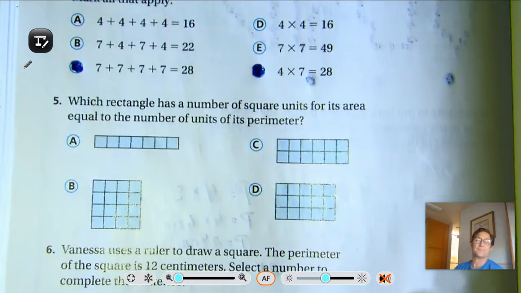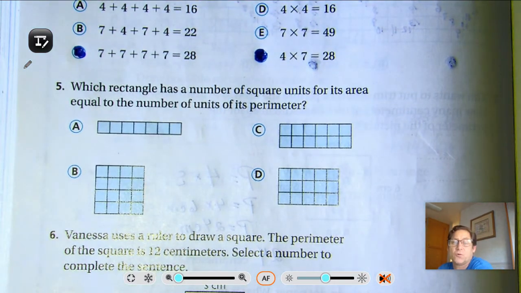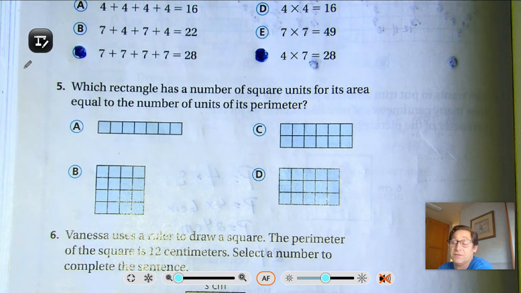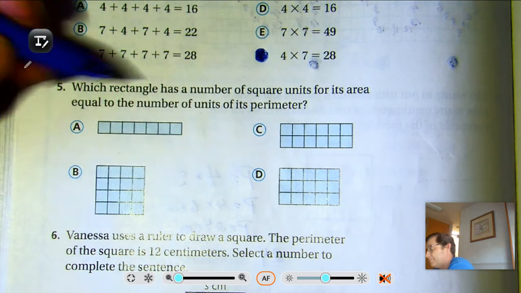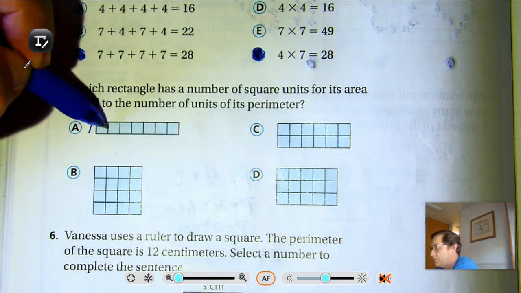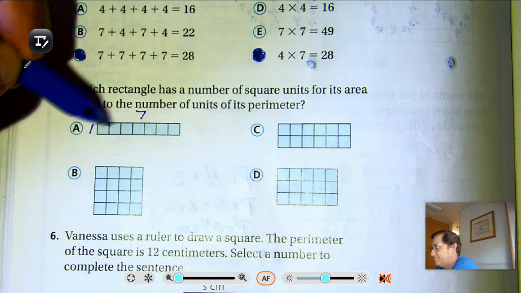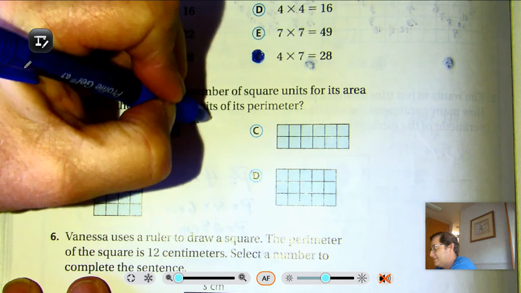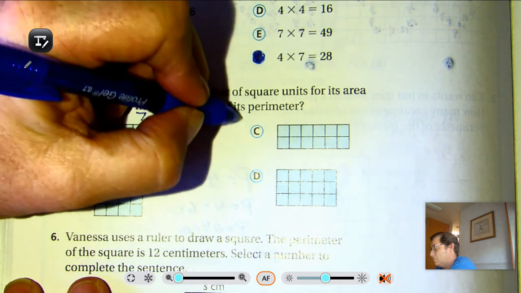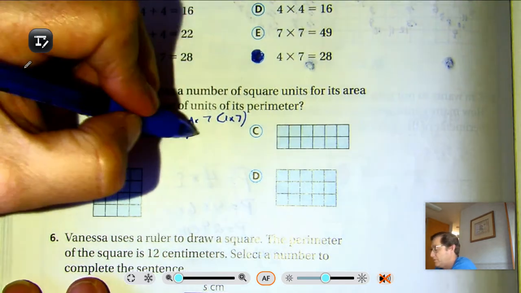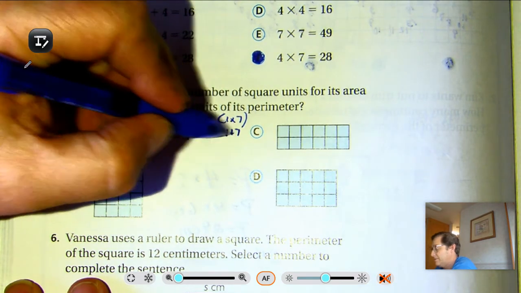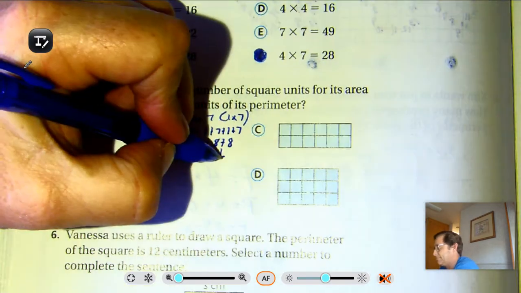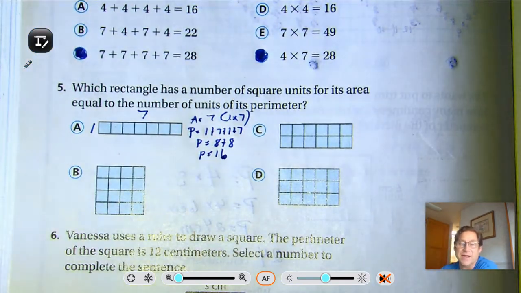Number 5. Which rectangle has a number of square units for its area equal to the number of units of its perimeter? Okay, so this is a 1 by 7, so its area is 1 times 7, which is 7. And its perimeter is 1 plus 7 plus 1 plus 7. So its perimeter is 8 plus 8, which is 16. Okay, so its area does not match.